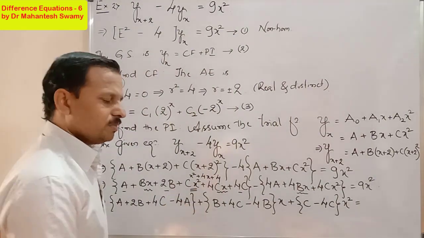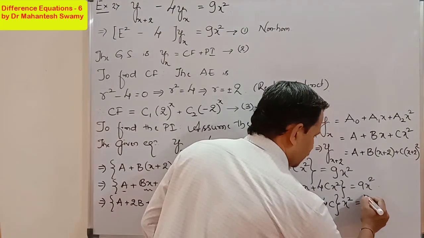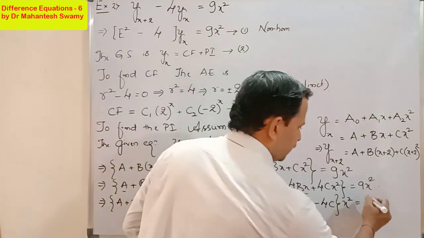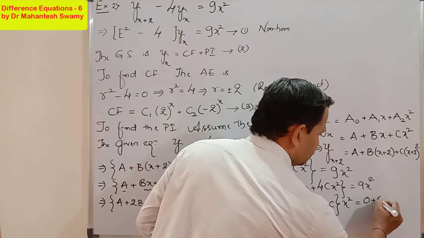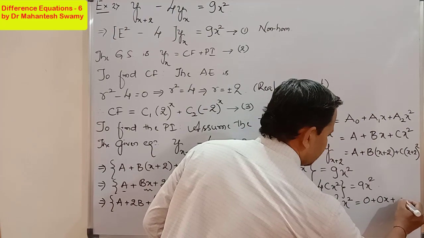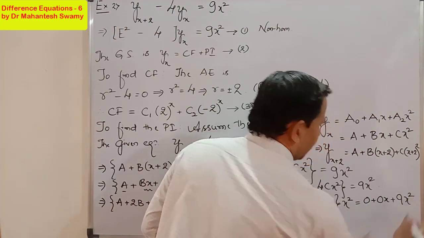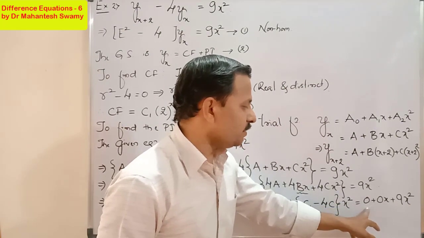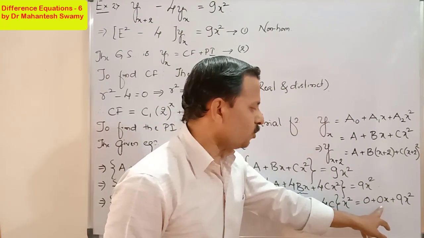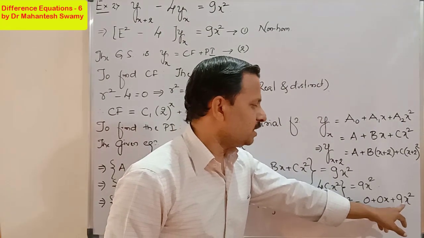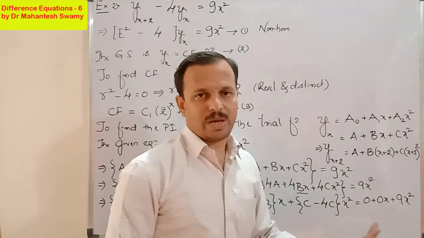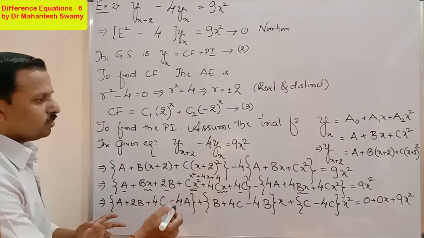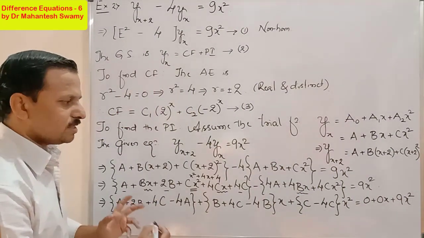Let us collect the terms. Let us write the term as it is right now, or otherwise it is better to write 0 plus 0 into x plus 9x square. I have arranged the right hand side also in the form of constant term plus some coefficient into x plus the given 9 into x square. So this is how I have arranged the terms. Now I can equate the terms in a simple way.